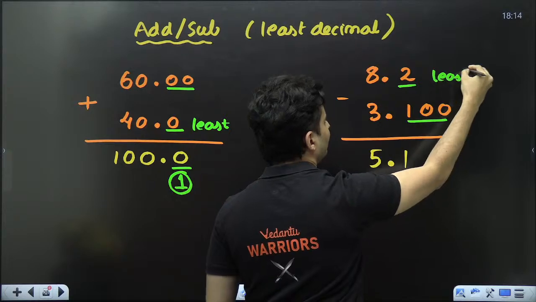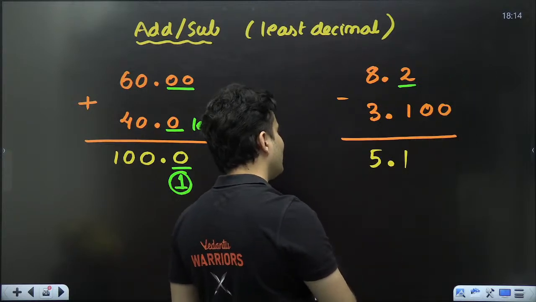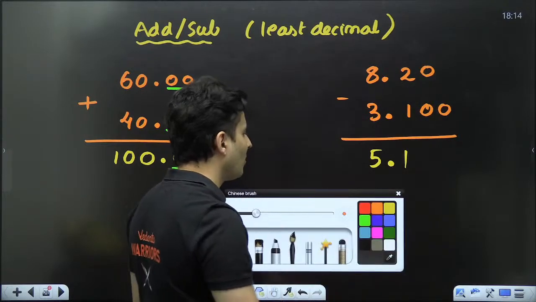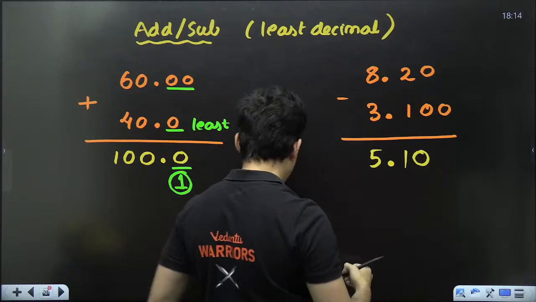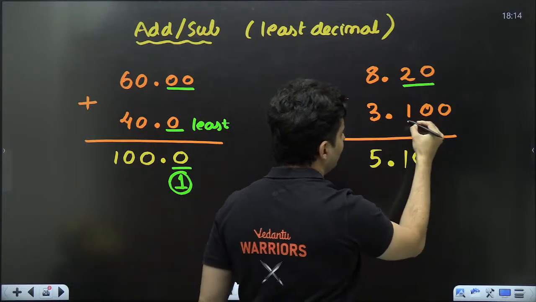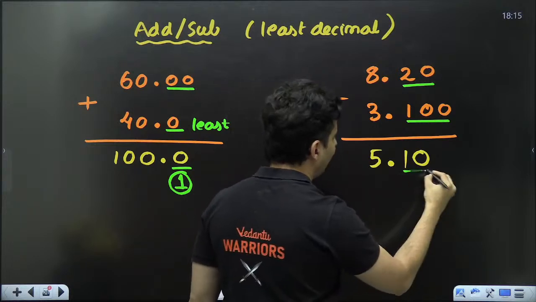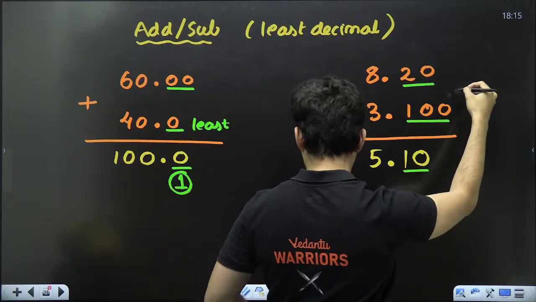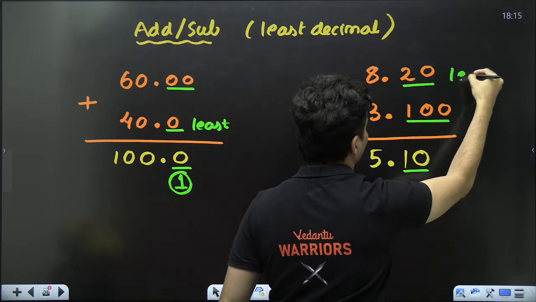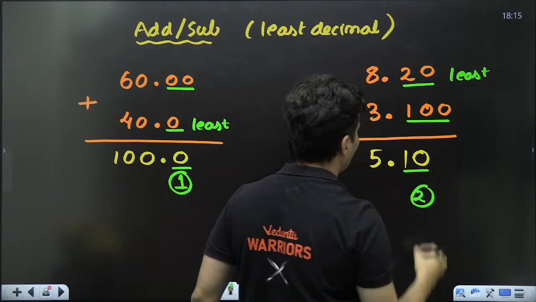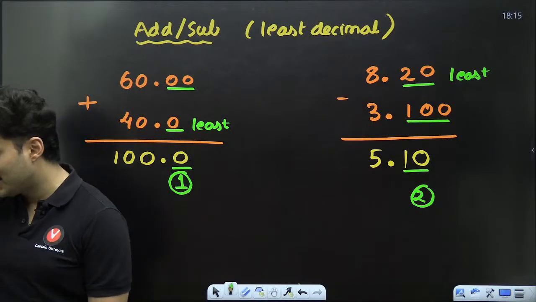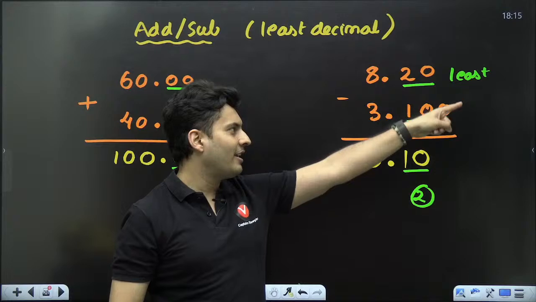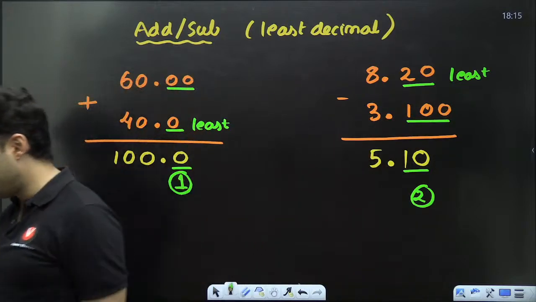But by chance, I put it as 5.20 minus 3.100. Then the answer will be 5.10, because this has 2 decimal, this has 3 decimal places. Hence, I will have to put 2 decimal places over here. This is the least. Understood what to do for addition and subtraction? Very nice. So, it depends whether that zeros are there or not there. Accordingly, you will change the answer.